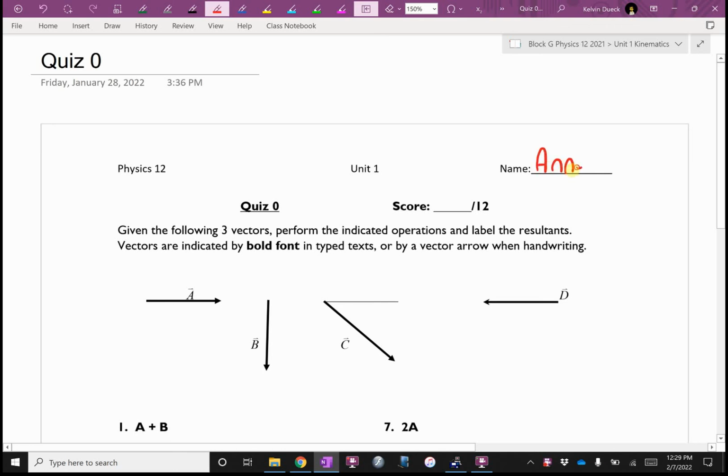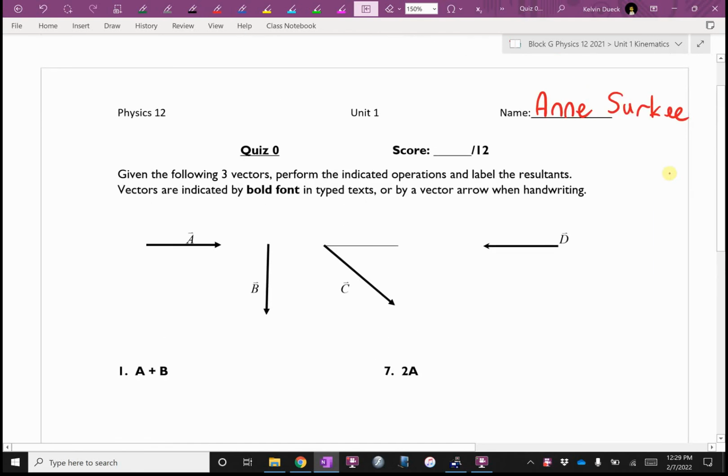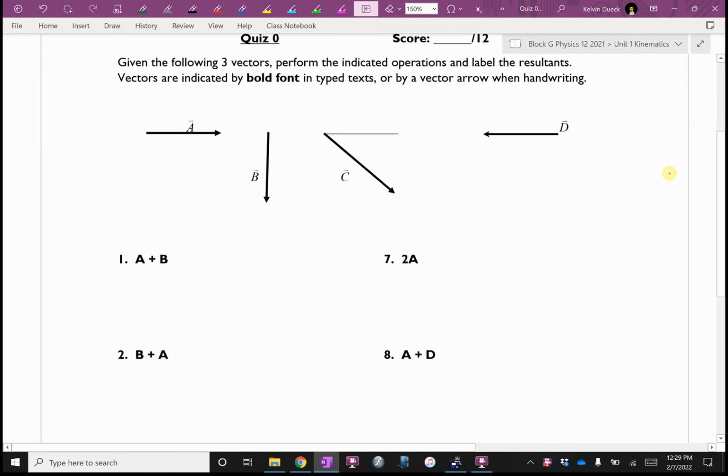David, I introduced you to my favorite student. Her name is Ann Serkey. She gets everything right. Think about it. All right. Ann Serkey. Ann Serkey. Nothing. Okay. What would A plus B look like?